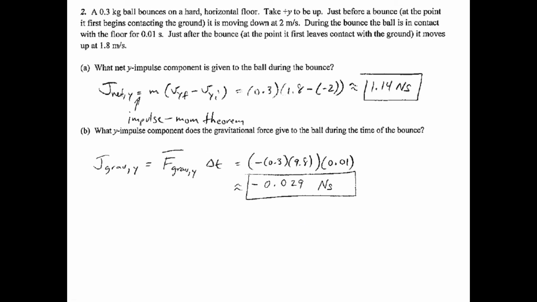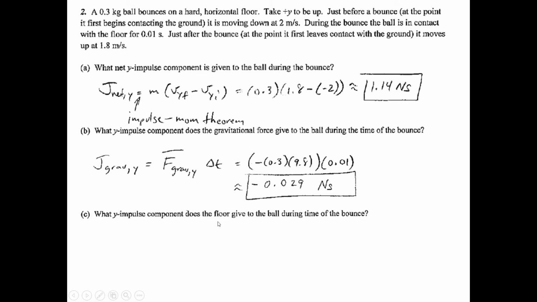And notice we can see the impulse momentum theorem at play here. The net impulse delivered to the ball is just over 1 Newton second, and the impulse delivered by gravity is a very small fraction of that, so the impulse momentum theorem would say we could just ignore this, but in this case you happen to be asked to calculate it, so we are calculating it here. It is a negligible impulse compared to the one we're going to calculate now, which is the impulse delivered by the contact force.